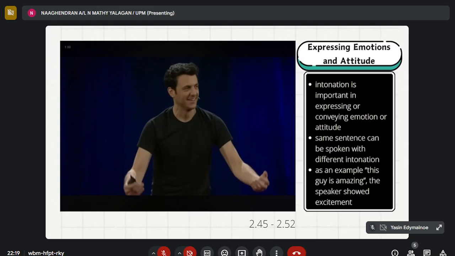For the first function of intonation, as we can see in the video, it is expressing emotions and attitude. Intonation is pivotal in conveying a speaker's emotions and attitudes. The same sentence can be spoken with different intonations to express various feelings such as joy, anger, sadness, or surprise. For instance, when the speaker said, "This guy is amazing," he sounded very excited. This emotional coloring helps listeners gauge the speaker's mood and respond appropriately. Next.